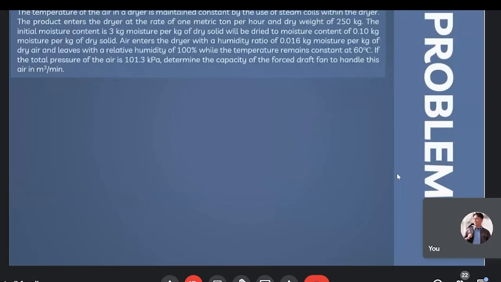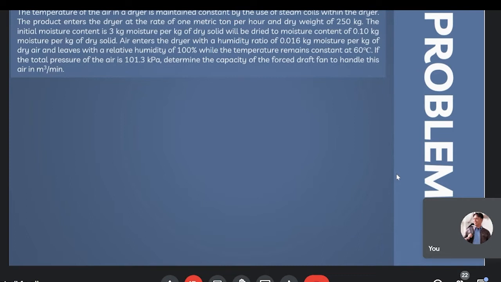The temperature of the air in a dryer is maintained constant by the use of steam coils within the dryer. The product enters the dryer at the rate of 1 metric ton per hour and dry weight of 250 kilograms. The initial moisture content is 3 kilogram moisture per kilogram of dry solid. It will be dried to a moisture content of 0.10 kilogram moisture per kilogram of dry solid.